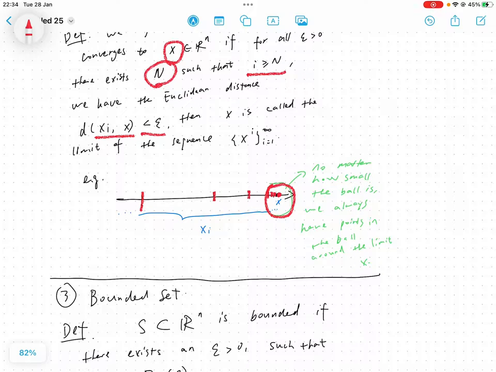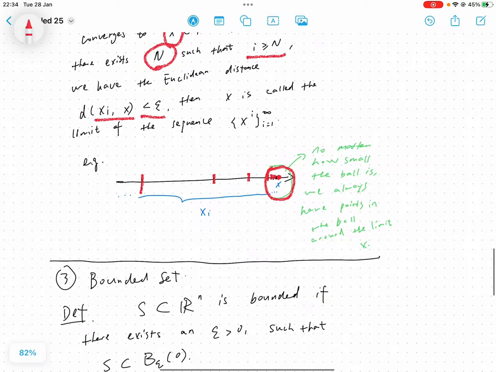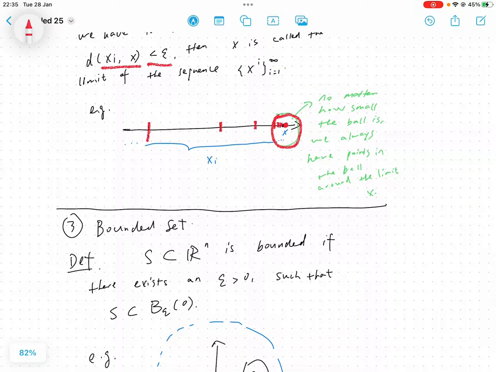For example, if we draw some ball around some other point, then we might see just one point here, but if we draw a ball here, then maybe there is actually no point. That's why this point is defined as the limit of the convergence. Good, so that's the second thing that we talked about today.